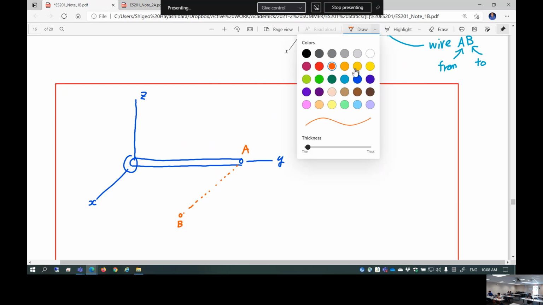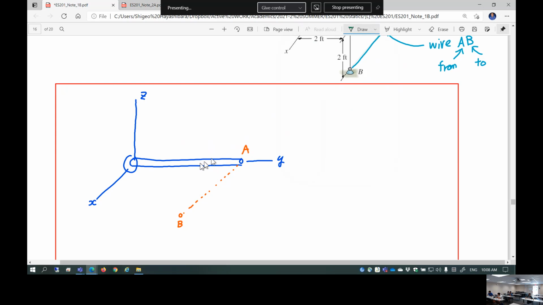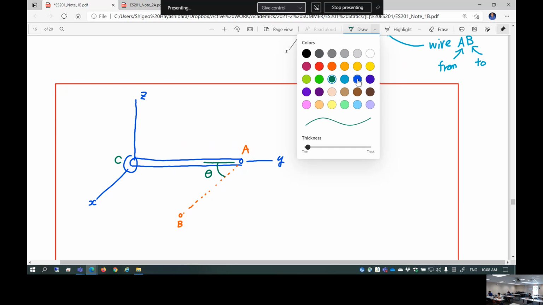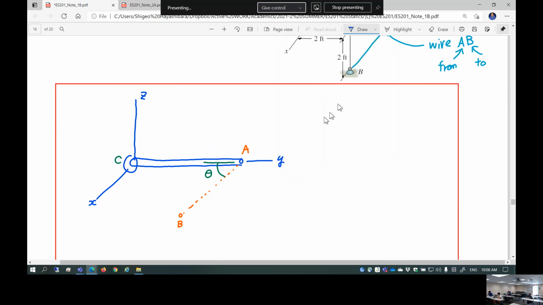And then the angle is the angle between wire AB and the Y coordinate. This is theta. This is something I want to know. And then this is location C, location A, location B. So first thing, what do you want to do first of all? That's a good idea. Let's define position vectors.